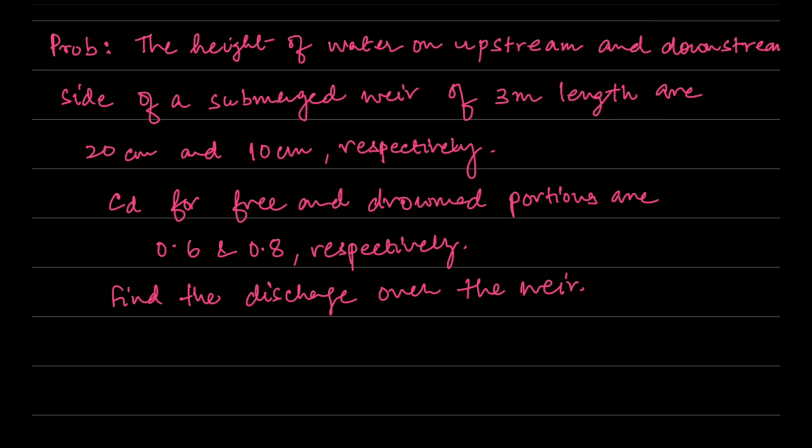Now we will take a problem on the submerged weir. The problem says that the height of the water on the upstream and downstream side of a submerged weir of 3 meter length are 20 centimeter and 10 centimeter respectively, and coefficient of discharge for the free and drowned portions are 0.6 and 0.8 respectively. So we need to find out the discharge over the weir. Let's go for the solution of this problem.